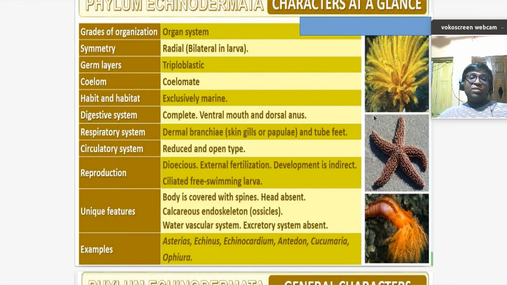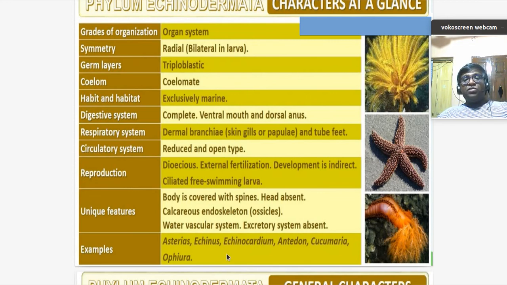So they have a water vascular system. The excretory system is absent. See, in phylum Porifera, we call it the water canal system. Here it is the water vascular system. Similar to blood, it performs all the functions in Echinodermata, that is respiration, circulation of nutrients, and removal of excretory products. All those are done by this water vascular system.